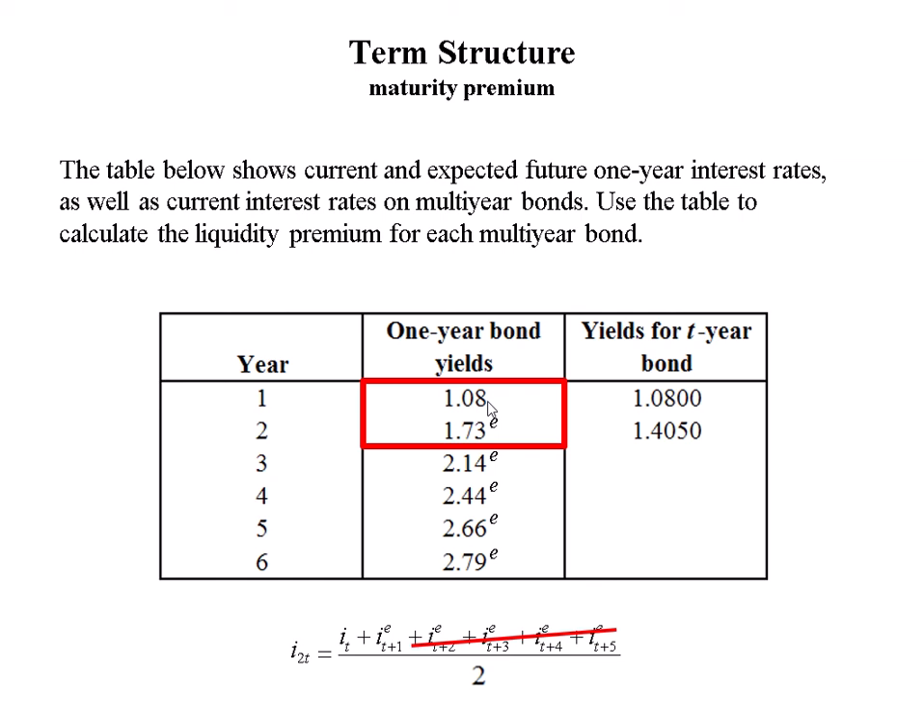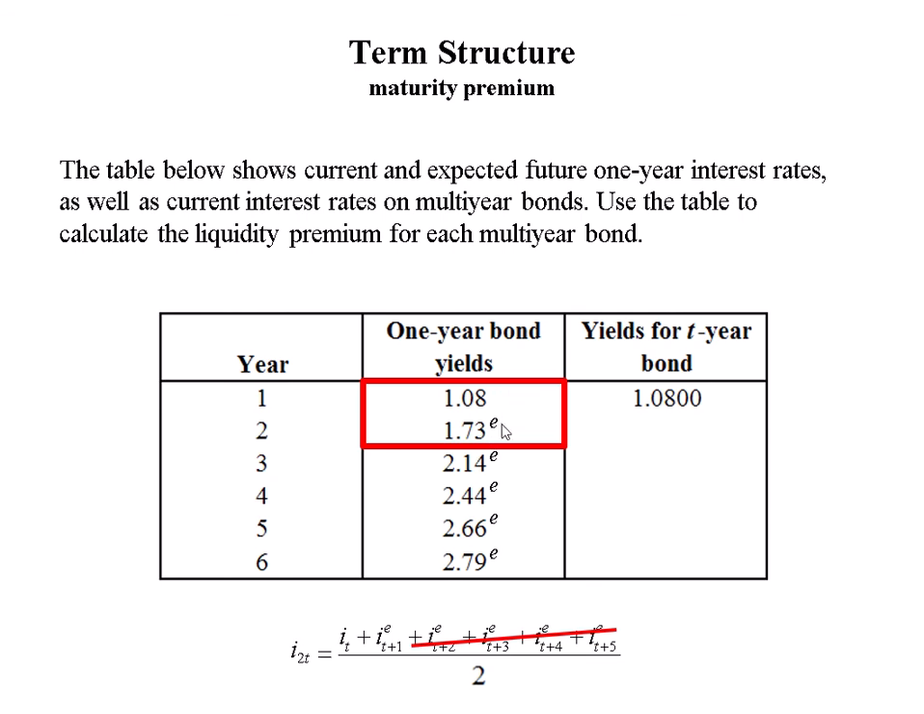So I'm going to get 108 the first year, I'm going to get 1.738 the second year. Or I can just buy a 2-year bond. And so under expectations theory, the 2-year bond yield is just the average of these two.